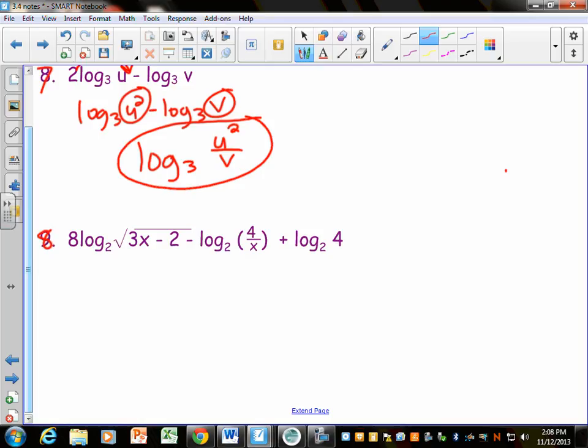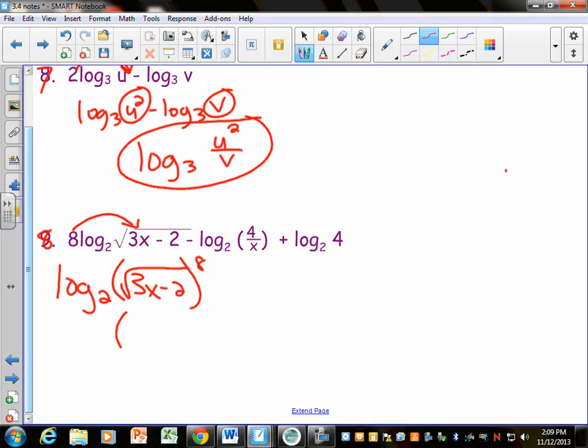Step one for me is if I see a number in front, I'm going to put that in as an exponent. So can I put this 8 in here as an exponent? So would that become log base 2 of the square root of 3x minus 2 to the 8th power? Because the 8 goes to the exponent. It looks kind of crazy, but can we simplify the square root of something to the 8th power? Square root is really what power? Half, right? Square root is a half power.